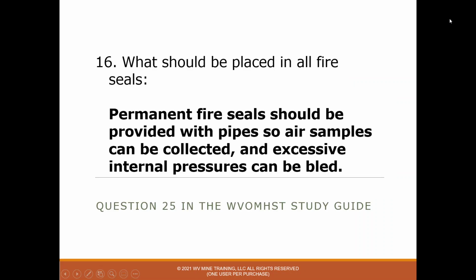Question 16, what should be placed in all fire seals? And the answer is permanent fire seals should be provided with pipes so air samples can be collected and excessive internal pressure can be bled. So every seal has to have a gas sample pipe, and that would be on top of the seal, and it would extend from in front of the seal to midway back into the first intersection behind the seals. That's usually a 1/4 inch or 1/2 inch PVC pipe. And it's going to be 12 inches from the top, I think. You'll have a plan for that, but it's probably going to be 12 inches from the top.